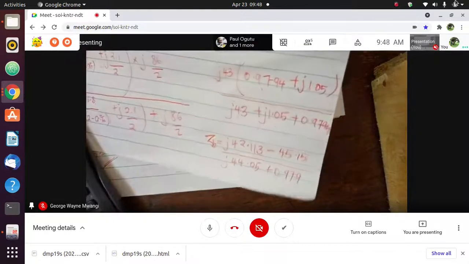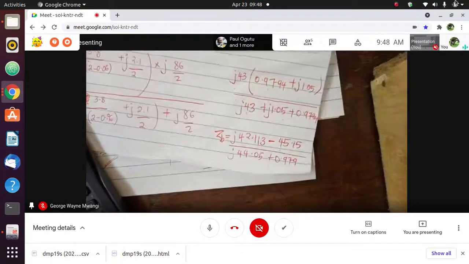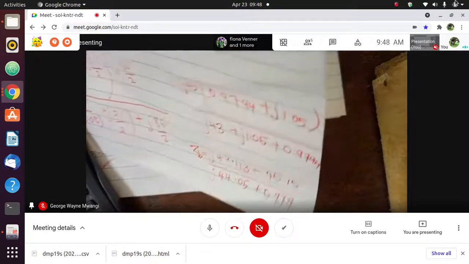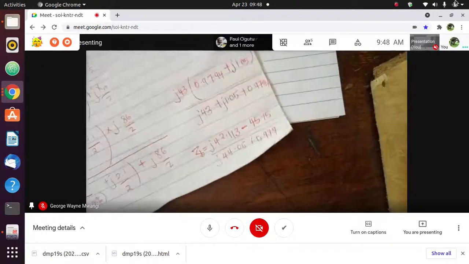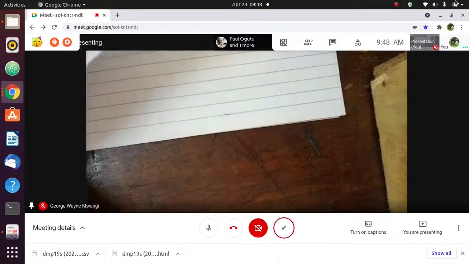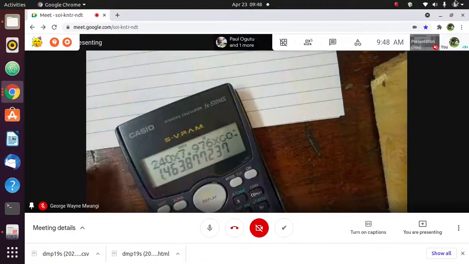When you're told to find the performance, we are calculating to get the performance of that motor. Up to there, are we okay? Fiona?